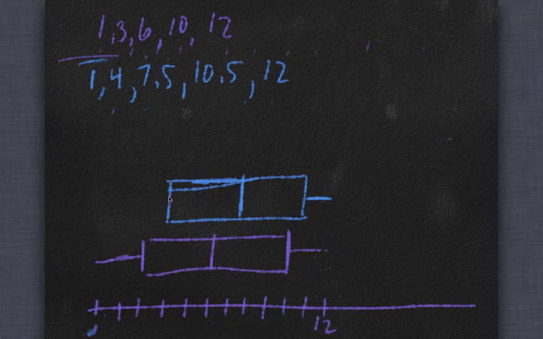Still out to 12, and still down to 1. Okay, so the distribution was generally to the right. So those people were born generally later in the year on the blue side.